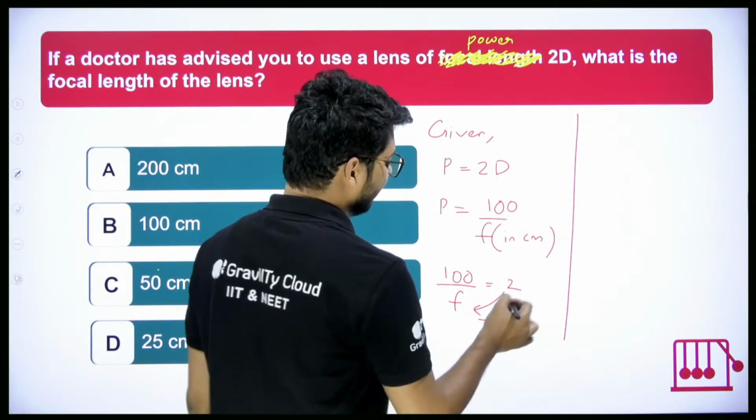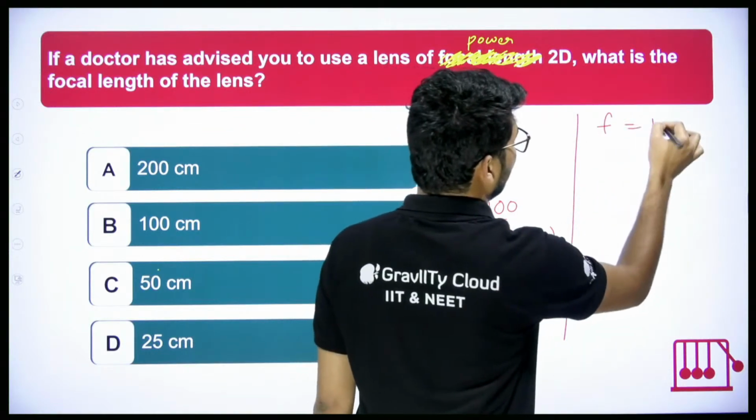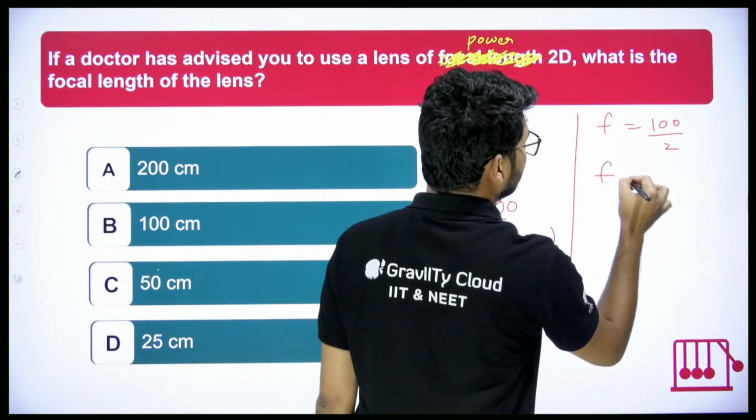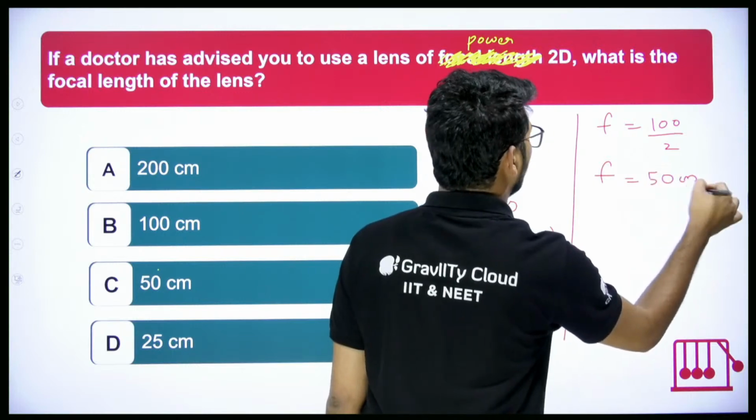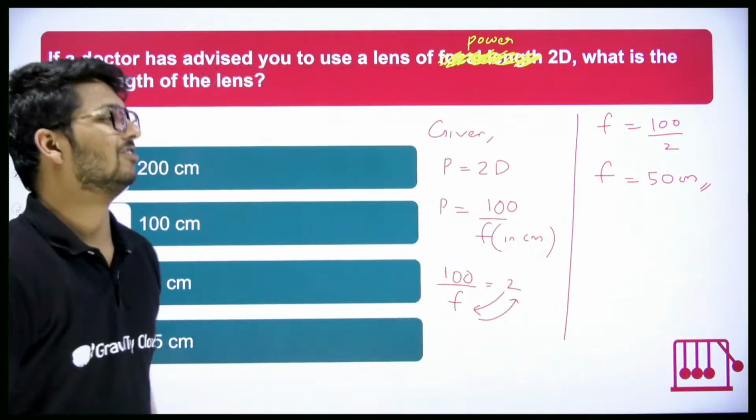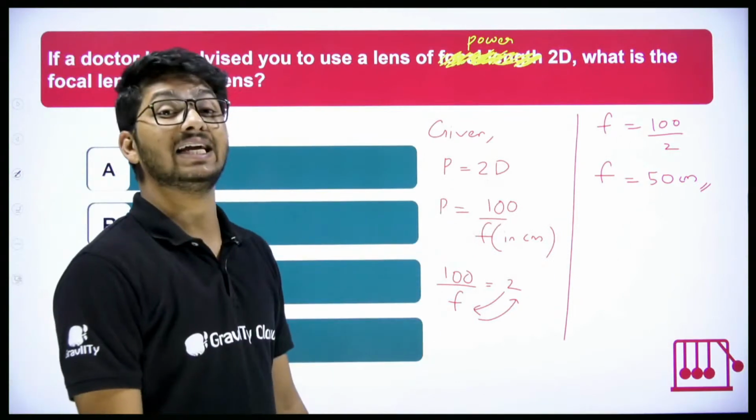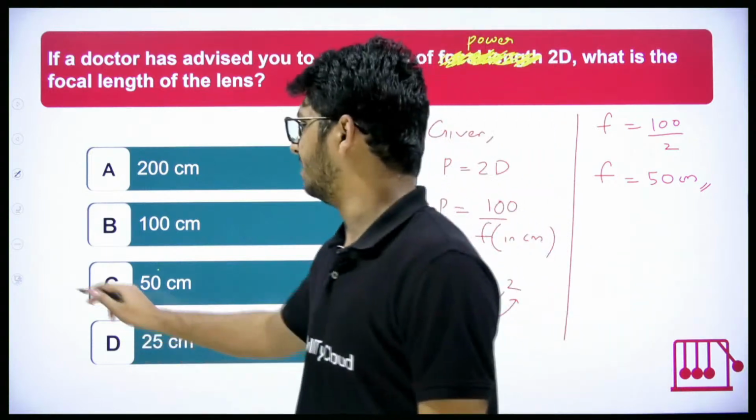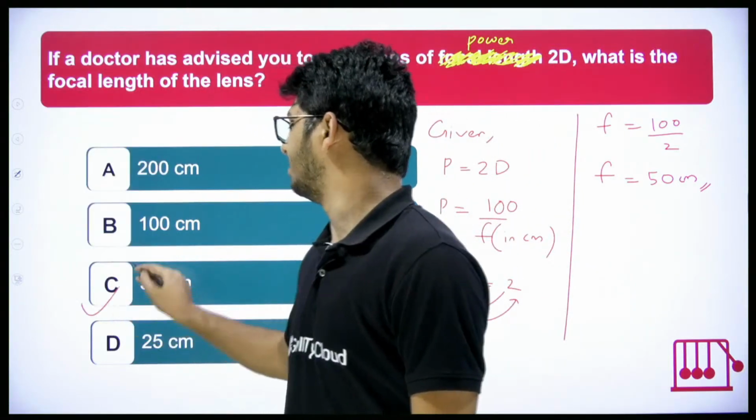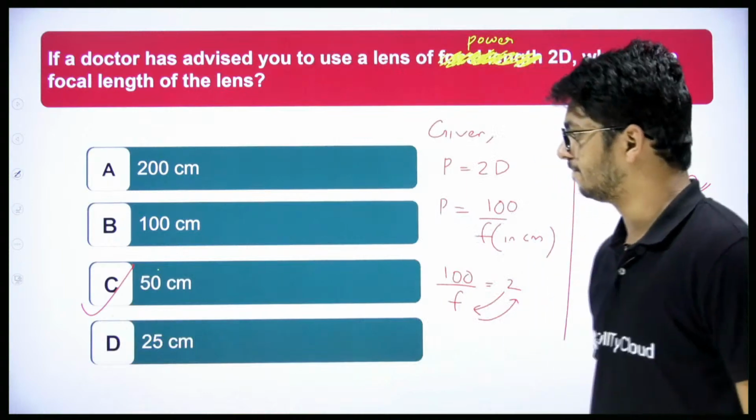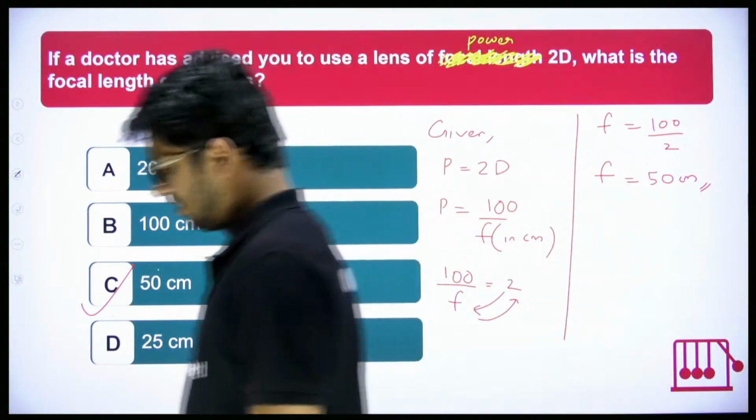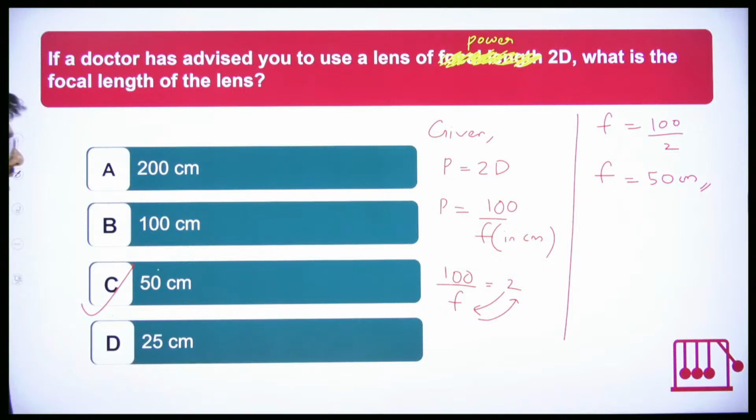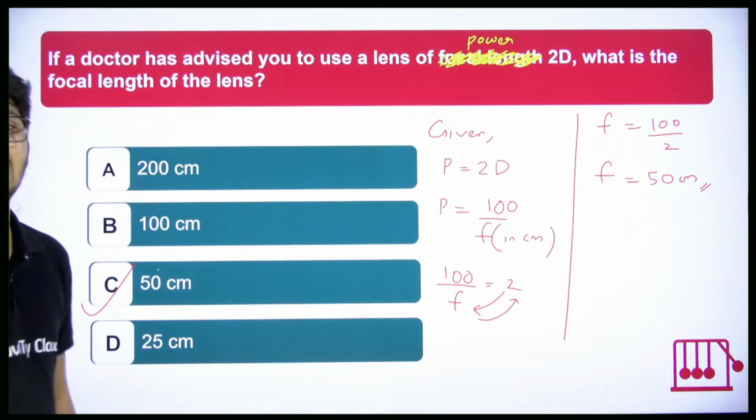Then just do the calculation. 2 comes to this side, F goes to that side. F becomes 100 by 2, that becomes 50, and we get the focal length in centimeters. The focal length is 50 centimeter, and hence the answer is option C. Clear? Take it down, very simple. Quickly take that down. Given information, the formula for power, substitute and we will get it.